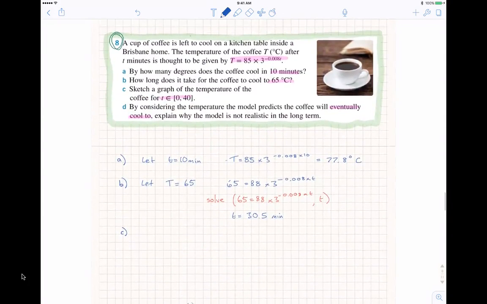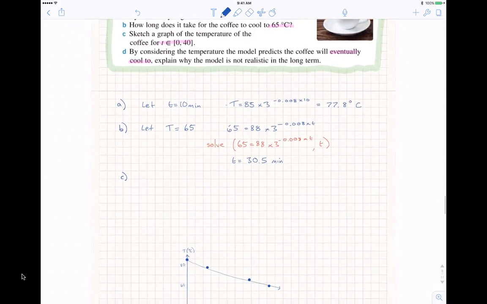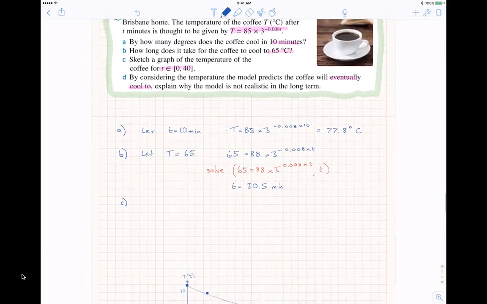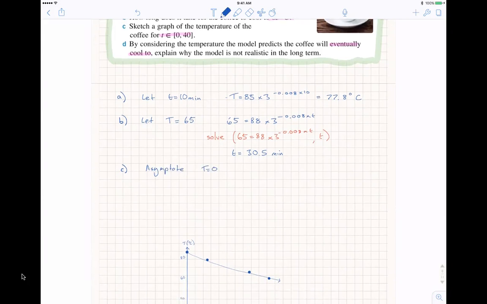Part C. Sketch the graph of the temperature of the coffee for t on the domain 0 to 40. So we should look at that particular formula and realize that again it hasn't been moved up or down. So that just means there's an asymptote where T equals 0. We will need to find the initial temperature. So initial temperature, let t equal 0.